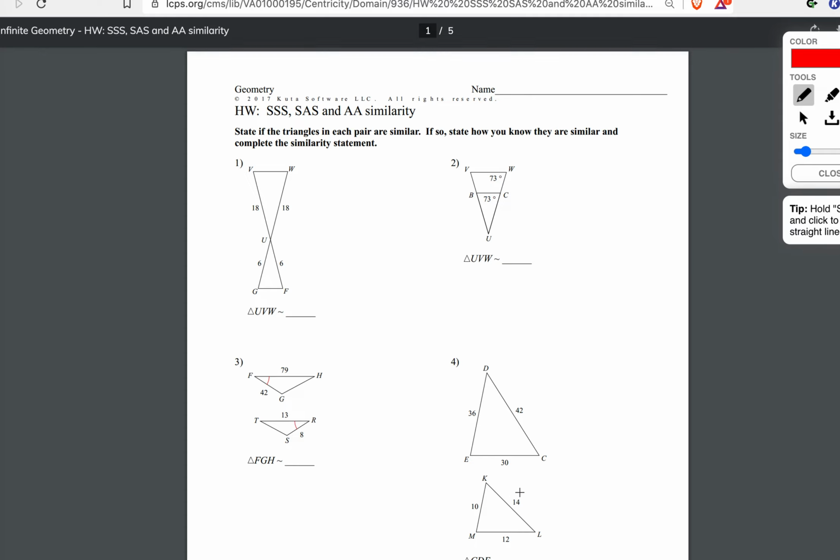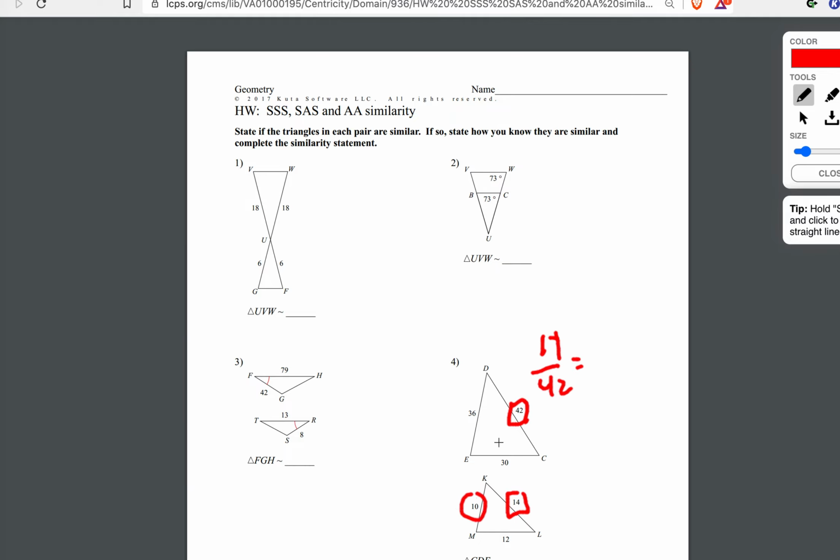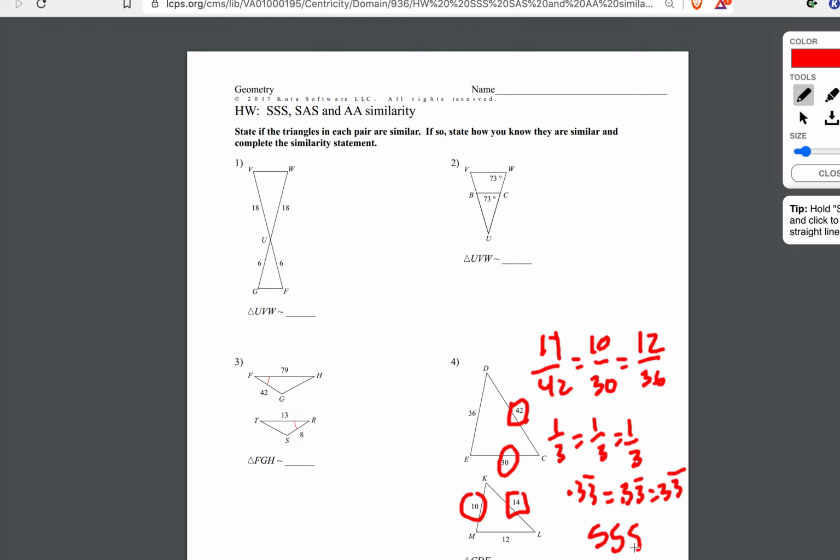Meaning, can I pick the big one here and put that on top and match it with that? And it will. 14 goes with 42. The smallest one was 10, goes with 30. And then 12 goes with 36. If we reduce them with fractions, we get 1/3, 1/3, 1/3. So we're just changing our comparison. We're looking at how much did the small one shrink rather than how much did it grow compared to the other one. If you use a calculator, you get an infinite decimal, 0.33333 for all of them. So those would be similar by side, side, side. And of course, we would then match the ones that go together.